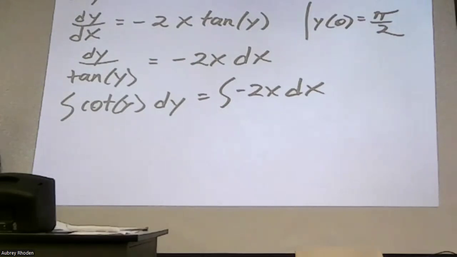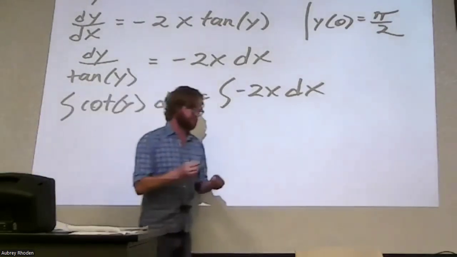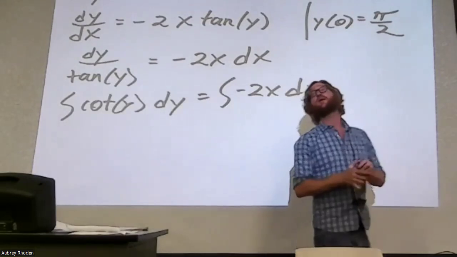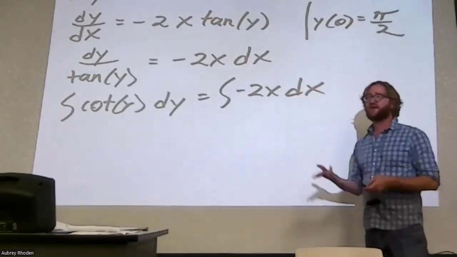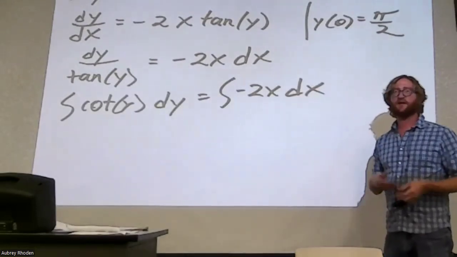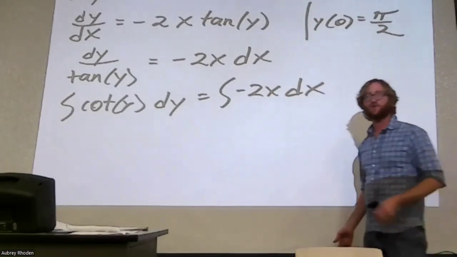Okay. Now, integrating cotangent of y with respect to y, people always have trouble with this one, but if you just know that the integral of tangent is the natural log of secant, well, then the integral of cotangent is the negative natural log of cosecant.